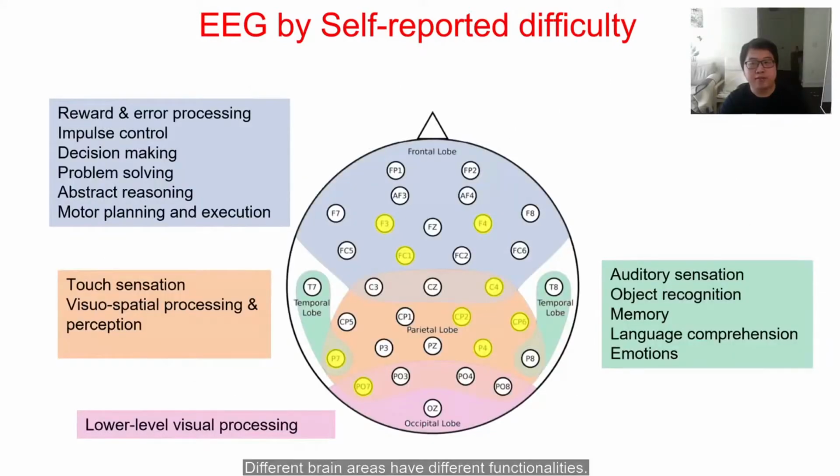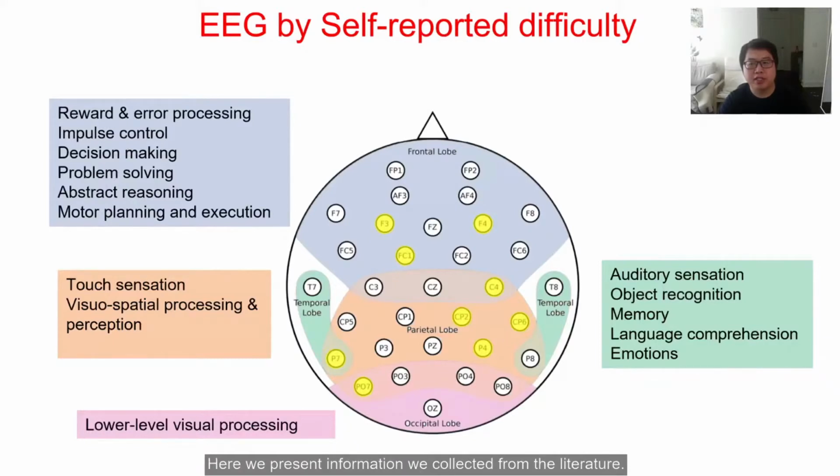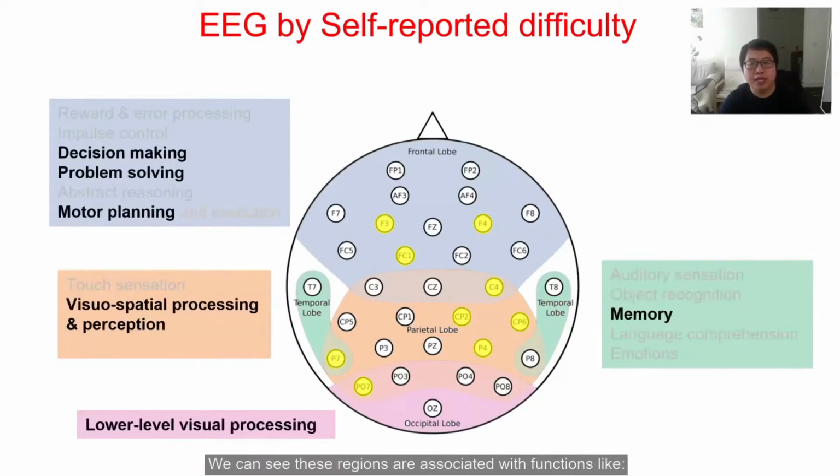Different brain areas have different functionalities. Here we present information we collected from the literature. We can see these regions are associated with functions like decision-making, problem-solving, motor planning, visual spatial processing and perception, lower-level visual processing, and memory. These functions are required for completing our tasks.